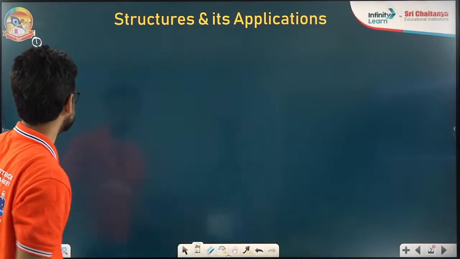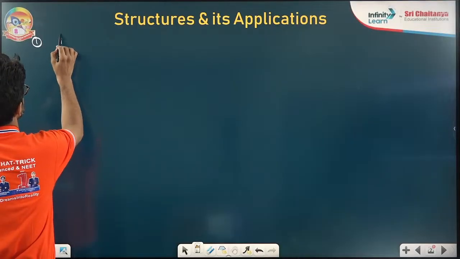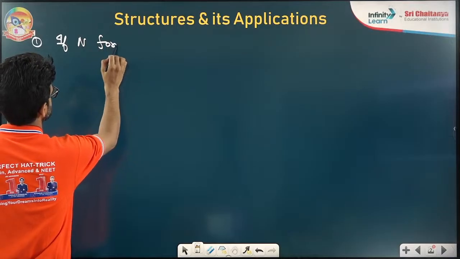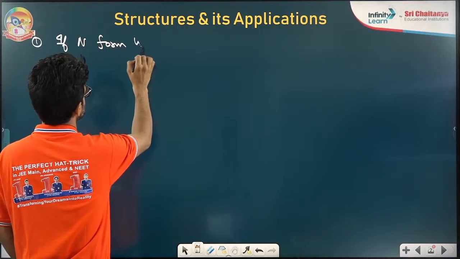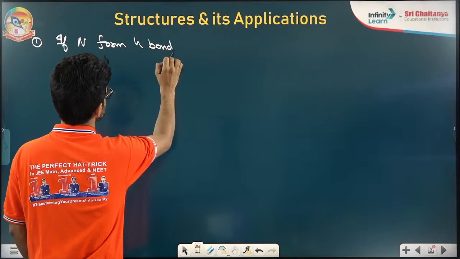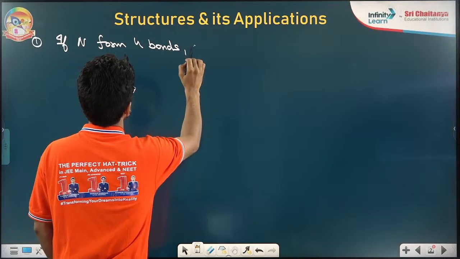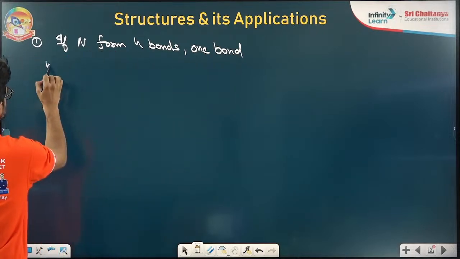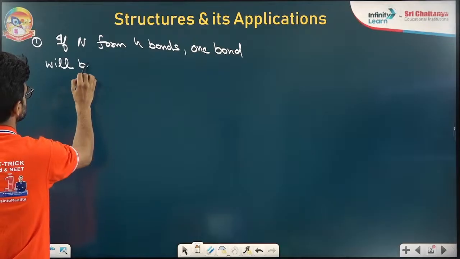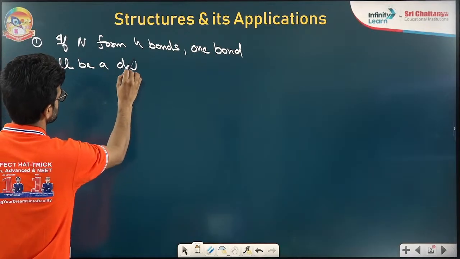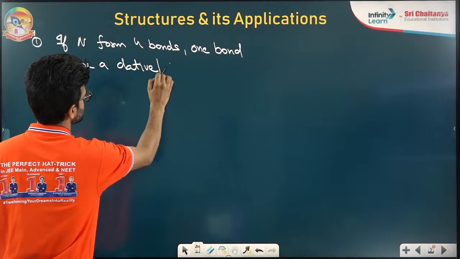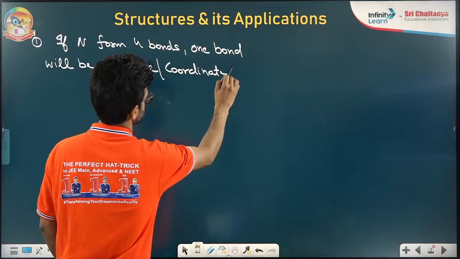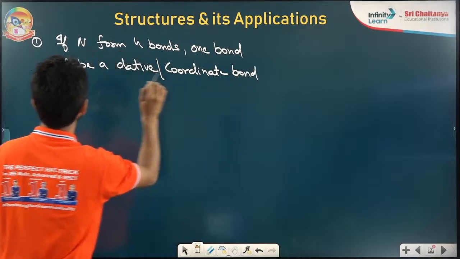So if I write here, if nitrogen, neutral nitrogen, forms 4 bonds, right? If nitrogen forms 4 bonds, one bond will be a coordinate bond. One bond will be a dative bond, you can say, and you can say coordinate bond. Both are the same thing. Don't confuse yourself. Dative bond or coordinate bond, fine.